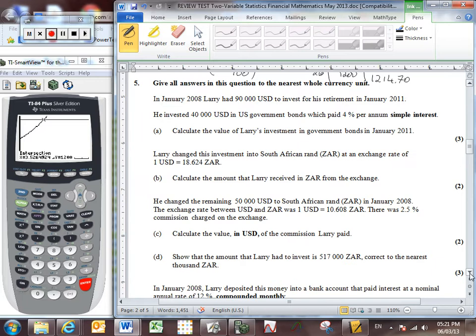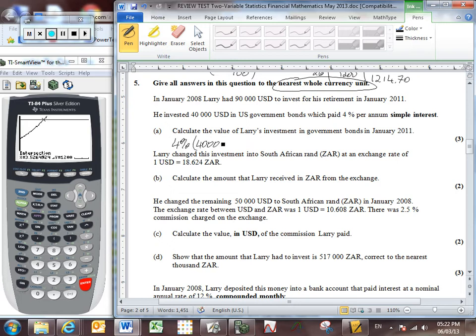You'll notice that we have to give all answers to the nearest whole currency unit, so we won't be dealing with any decimals here. In January 2008, Larry had $90,000 to invest for his retirement in January 2011. You'll notice that that is exactly 3 years later. Now, I shouldn't have given you the first part of this question because simple interest has been removed from the curriculum, which is why we didn't study it. So I'm just going to give you the answer for part A so that we can continue to do the rest of it.